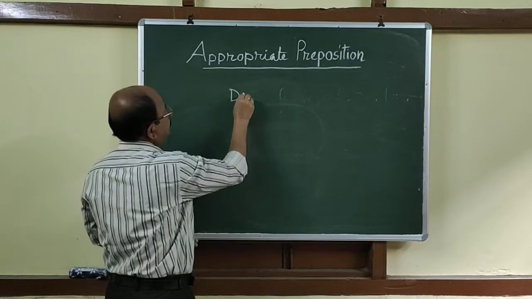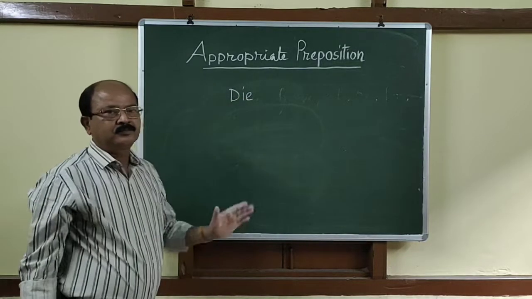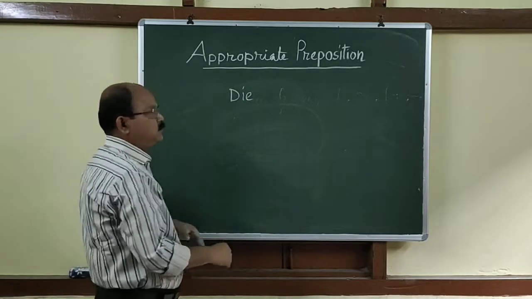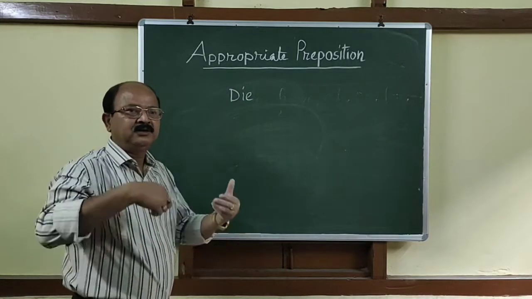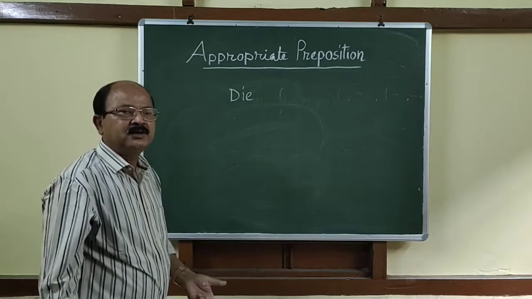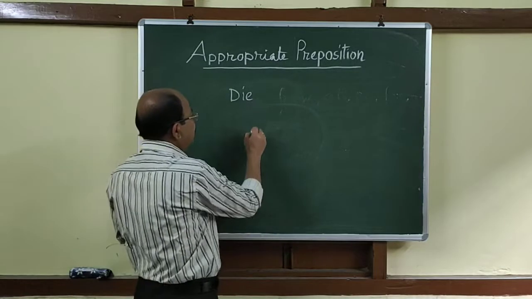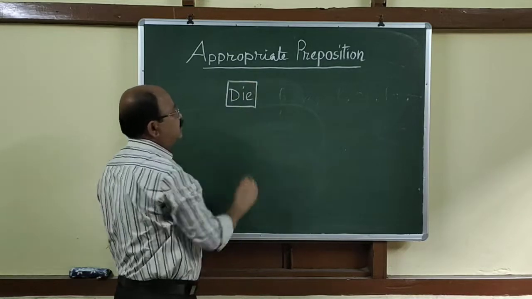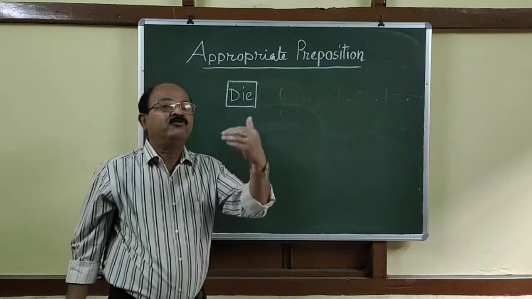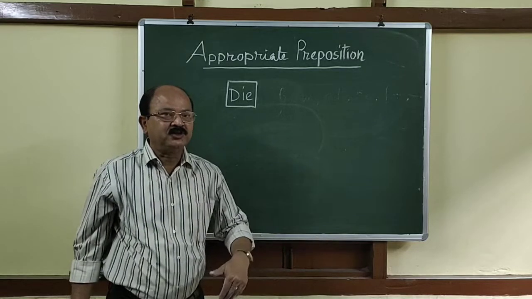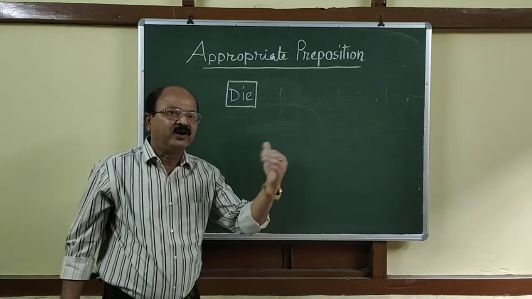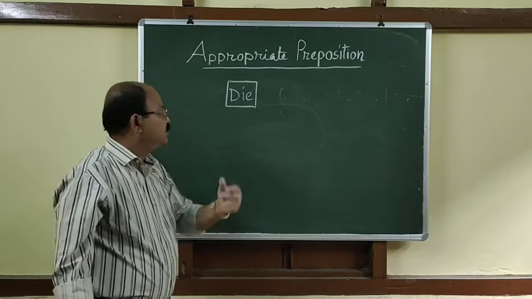This is die. Die is the verb. Now, demise or pass away. Die. So, with this particular verb form die, we can use various prepositions to give various contextual meanings or various different meanings. Let us see.